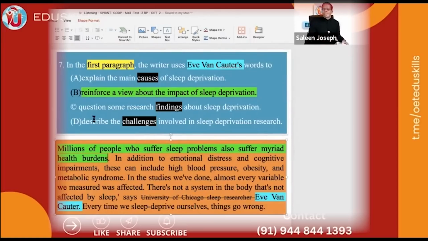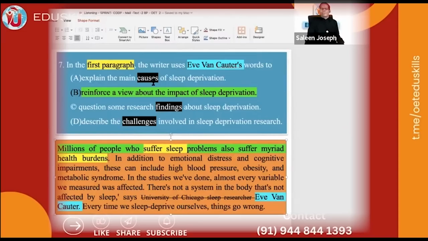What is the cause? They suffer sleep deprivation. That is the cause. Effect is health burdens, health problems. Cause and effect. So definitely the whole thing is going to speak about cause and effect. The whole text, text 2, I think, this one, probably sleep deprivation, will speak about cause and effect.